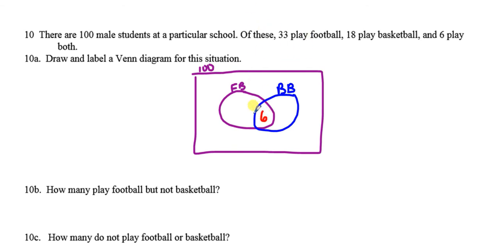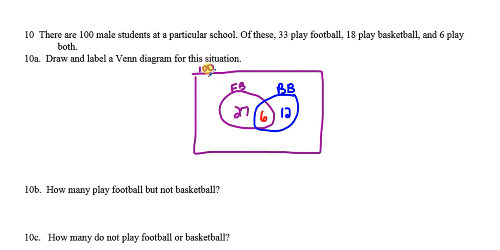Now, how many people play football but don't play basketball? Well, we have 27, because there's 33 football. 33 is the purple circle. It includes this 27, it includes this 6. That's why you put the 6 in the middle first. And same with basketball. There's going to be 12 people that play basketball only. And maybe that helps see that a little better. So you have a blue circle. Those are all basketball players. There's 18 of them. 6 of them play football also.